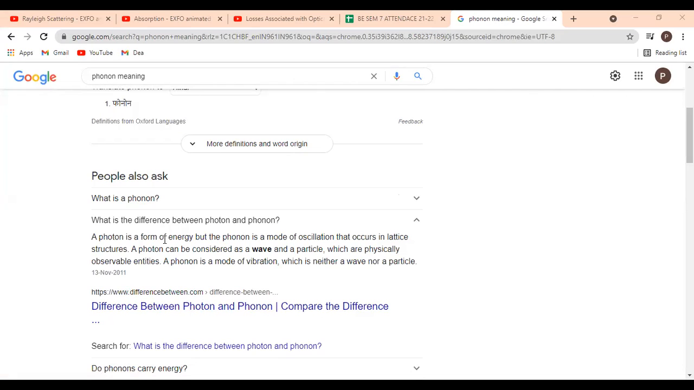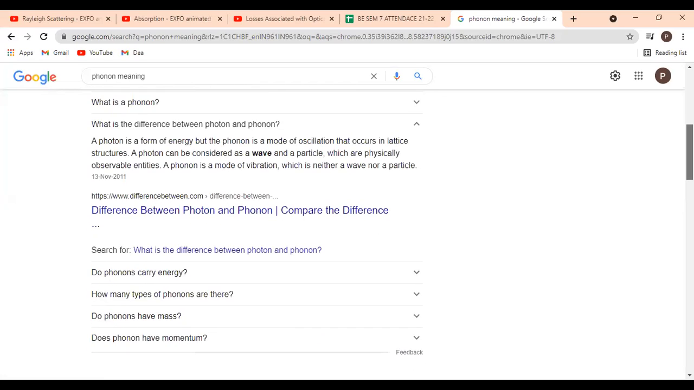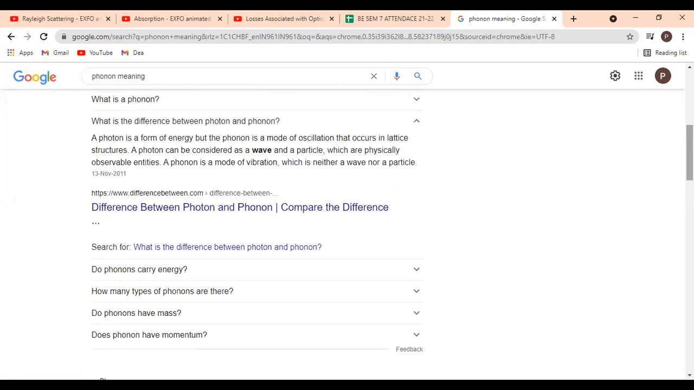Now what is a phonon? So here I just took this, just by reading this much you can understand. I hope you can see the Google page. Yes? Yes, ma'am. Okay, so what is a phonon? Just see a photon, which you have studied. A photon is a form of energy, but the phonon is a mode of oscillation.